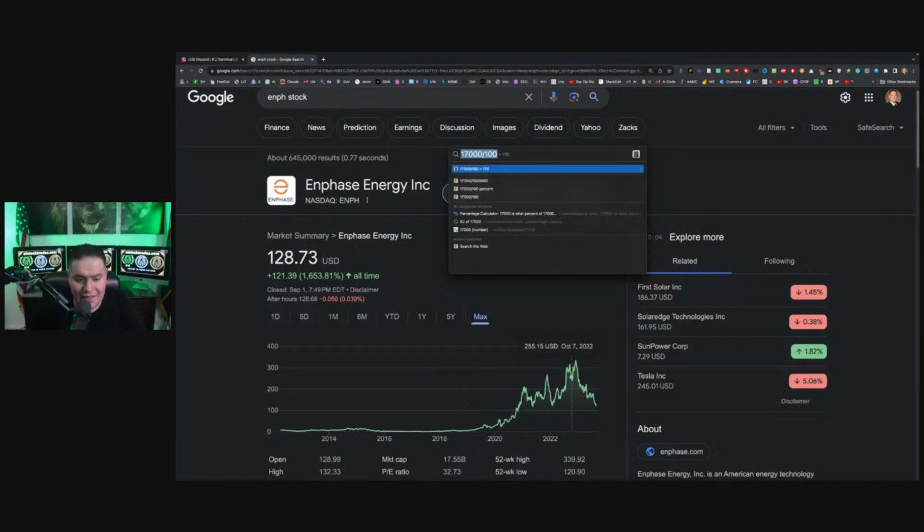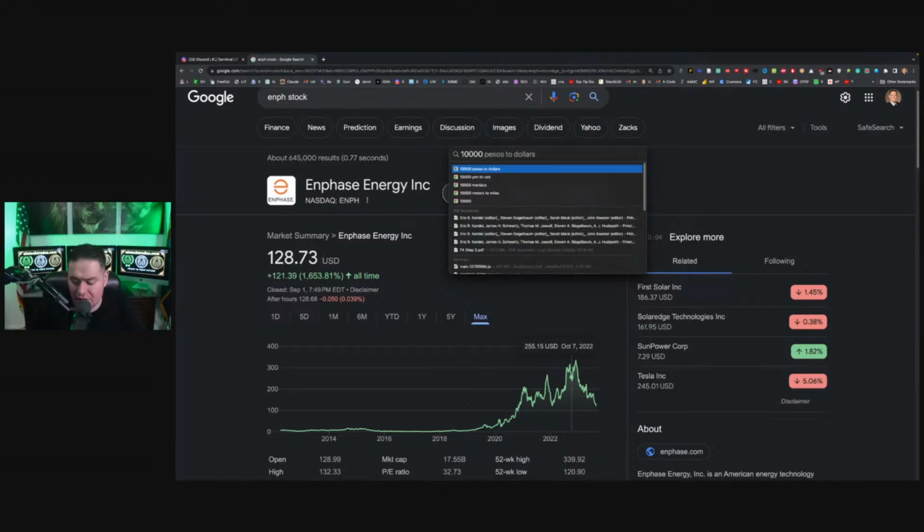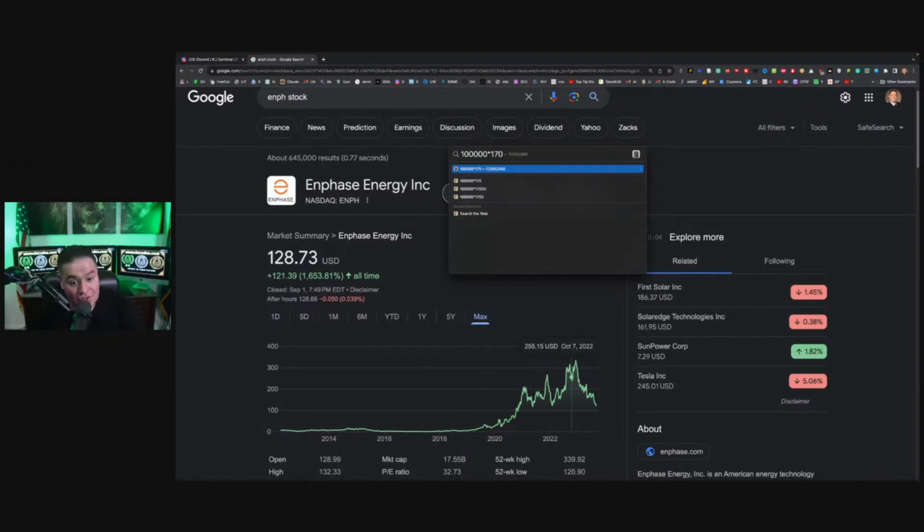Let's say you invest $10,000. You get back 1.7 million. You just turned 10 grand into 1.7 million. Let's say you put in $100,000. Well, now you just took 100,000 and turned it into 17 million. Are you starting to see the pattern?